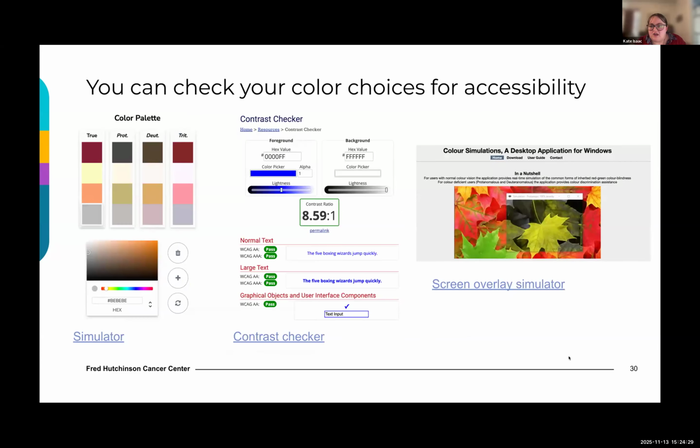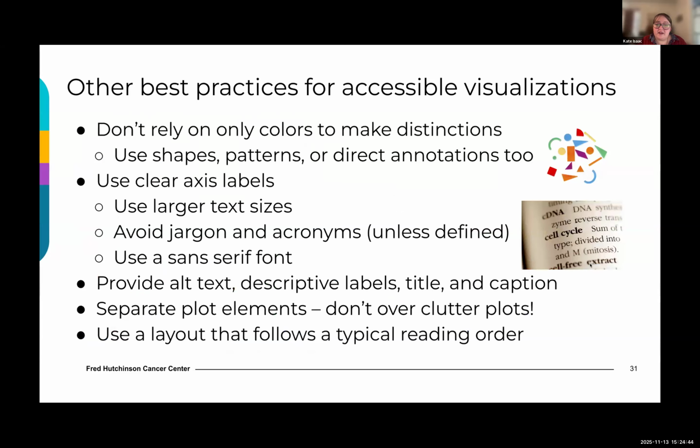Perhaps you have very specific colors in mind. You can check your color choices for accessibility, either using that simulator that we just looked at, a contrast checker, or a screen overlay simulator that will show you what the colors look like. Other best practices for making accessible visualizations include not relying on color choices alone to make distinctions. Use shapes, patterns, or direct annotations too.